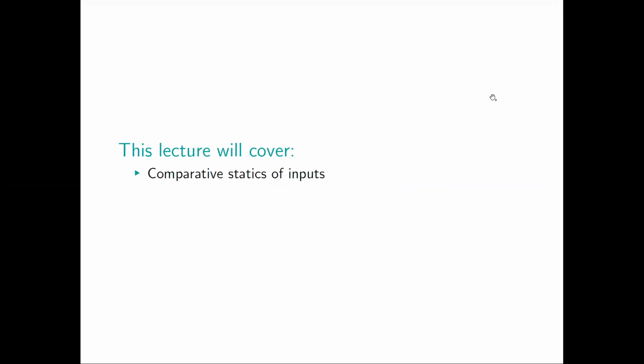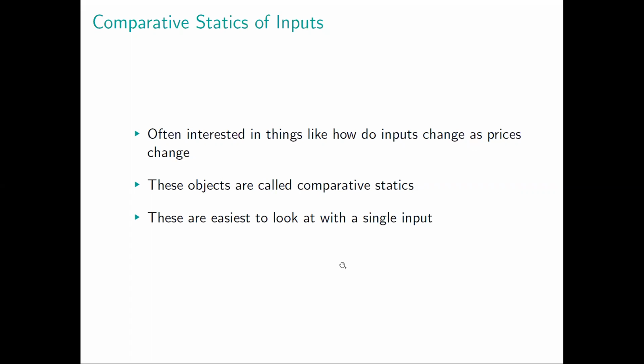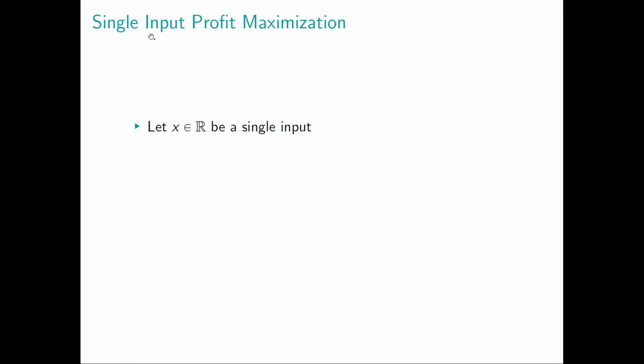So this lecture is going to cover comparative statics of inputs. And for this, we're going to do just a simpler case, where there's only one input. So we're often interested in things like how do inputs change as prices change, whether this be output price or input price. And these objects are called comparative statics, right? So comparative statics are however something changes with another thing. And these are going to be easiest to look at with just a single input for the profit maximization problem here. So we're just going to look at single input profit maximization for this.